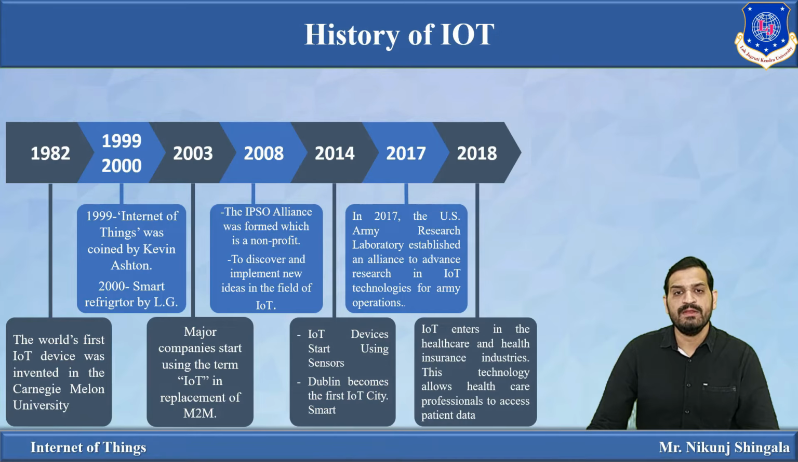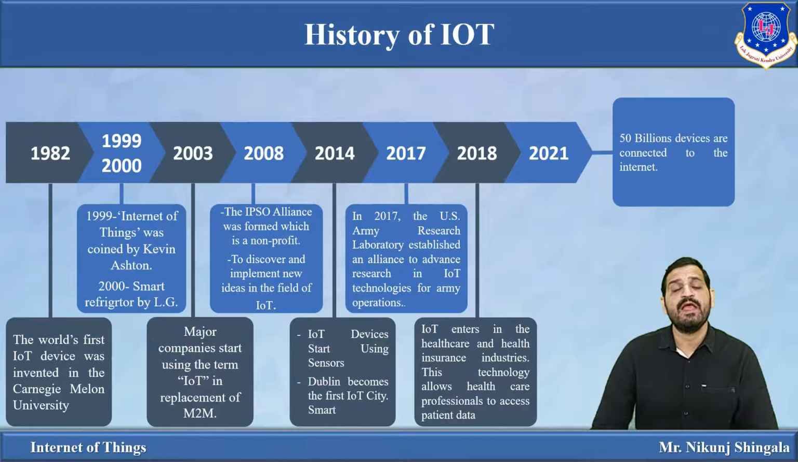In 2018, IoT entered the healthcare and health insurance industries. Nowadays, a number of wearable devices are available to monitor health parameters. This technology allows healthcare professionals to exchange patient data from a remote place. Nowadays, a doctor can monitor a patient remotely; the patient has to wear certain sensors. By 2021, it was assumed that 50 billion devices would be connected to the internet. So this is the evolution, the history of IoT.